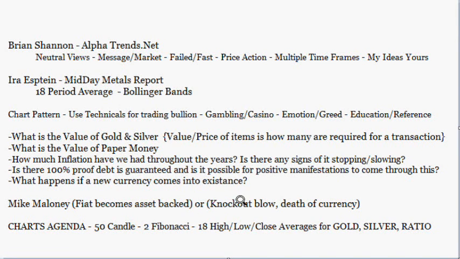Will it be one backed by real currencies? Probably yes. And as Mike Maloney stated in his book, there's really only two things that can happen, and that is one, fiat becomes asset backed, and that's an example of a new currency coming into play. What does this mean? This means that gold and silver will have to adjust themselves properly.